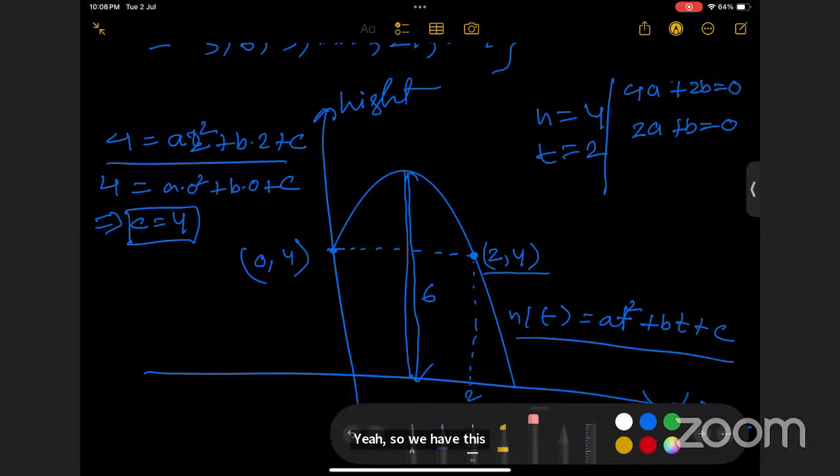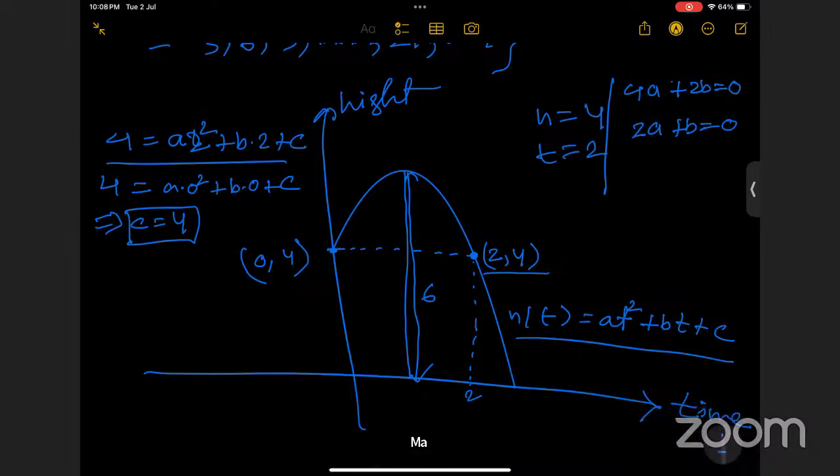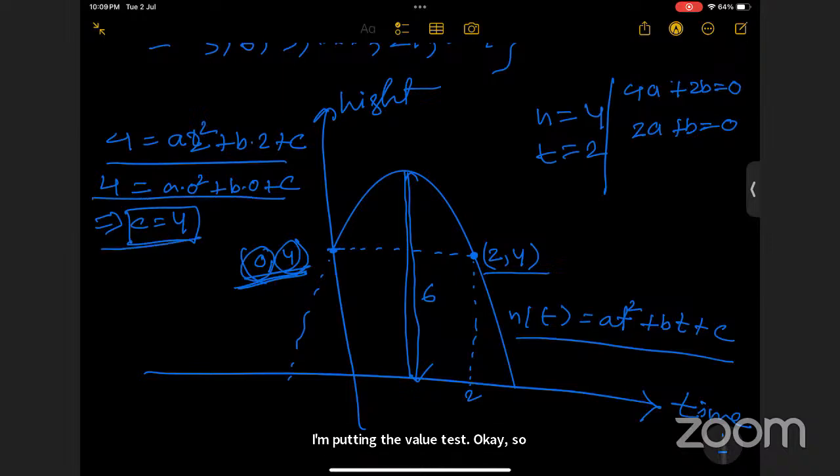Ma'am, why have you put t equal to 0? Because this point is on the parabola, right? This is the y coordinate, this is the x coordinate. I'm putting the value first. So from this we get c equals 4. And this is another point. Also we have this length is 6.